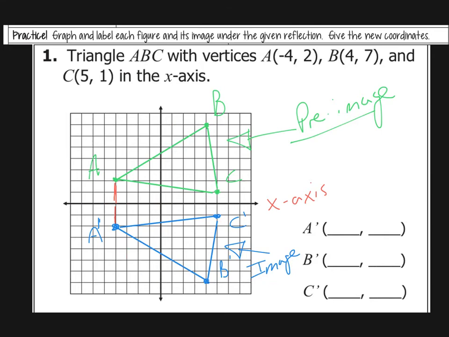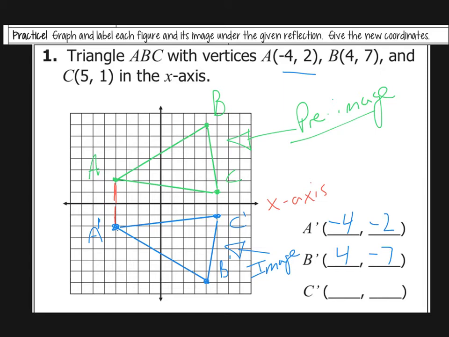and then after the reflection, the new figure is called the image. Now to wrap this up, all we want to do is put our final coordinates in for our image. A prime over here was a reflection of A. A was originally at (-4, 2). Now it's still 4 to the left, it's just 2 down. B is still 4 to the right, but instead of 7 up, it's 7 down.